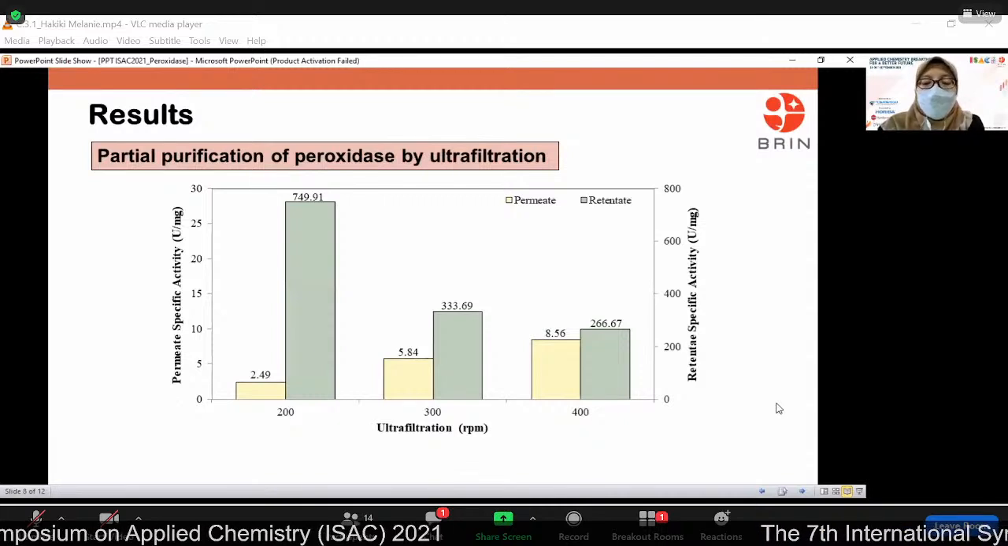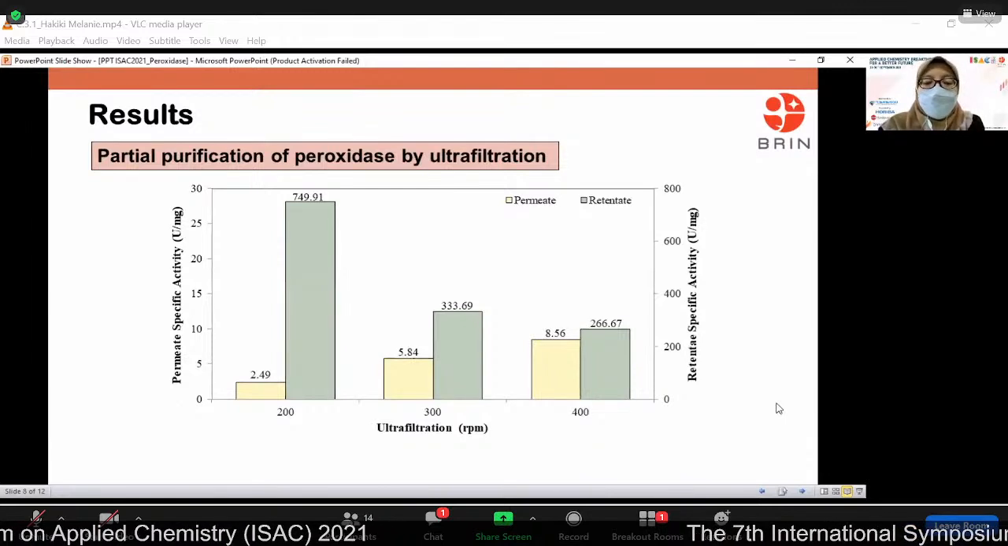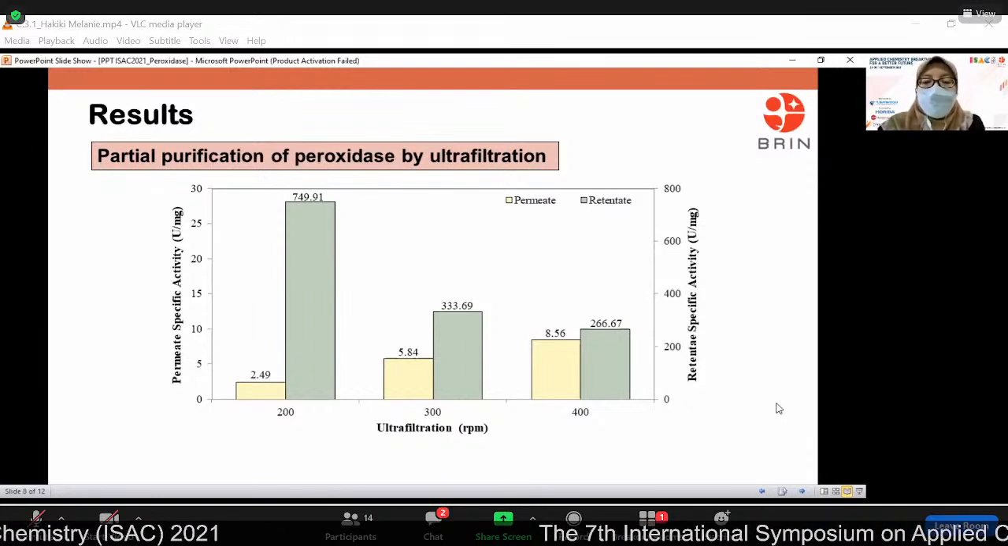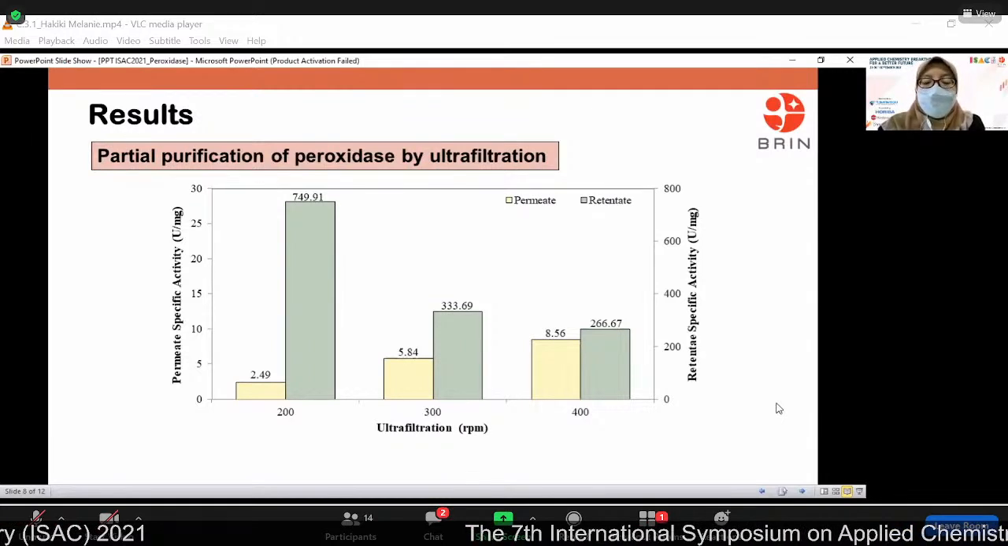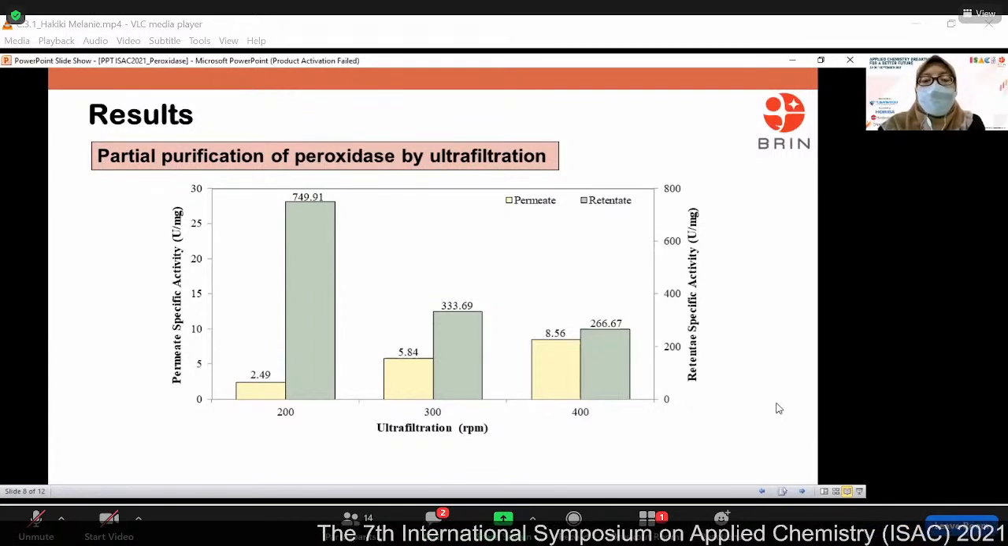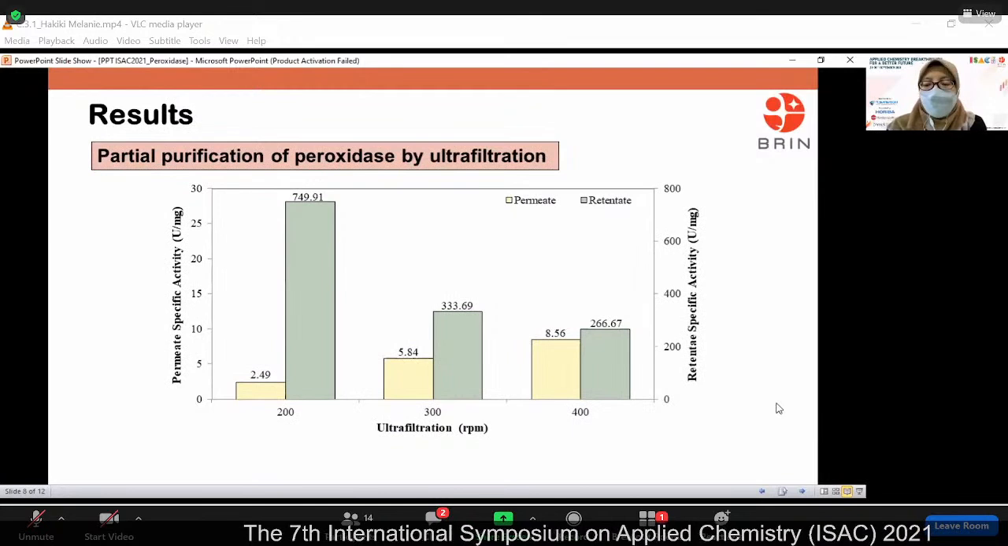using a 100,000 molecular weight cut-off membrane, and this process is expected to remove smaller molecules such as salt, glycosides, and water content in the permeate. The peroxidase specific activity in the ultrafiltration retentate ranged from 266 to 749 units per milligram. The specific activity decreased with the increase of the rotation speed due to the accumulation of insoluble solids on the membrane surface or in the membrane pores, known as membrane fouling.